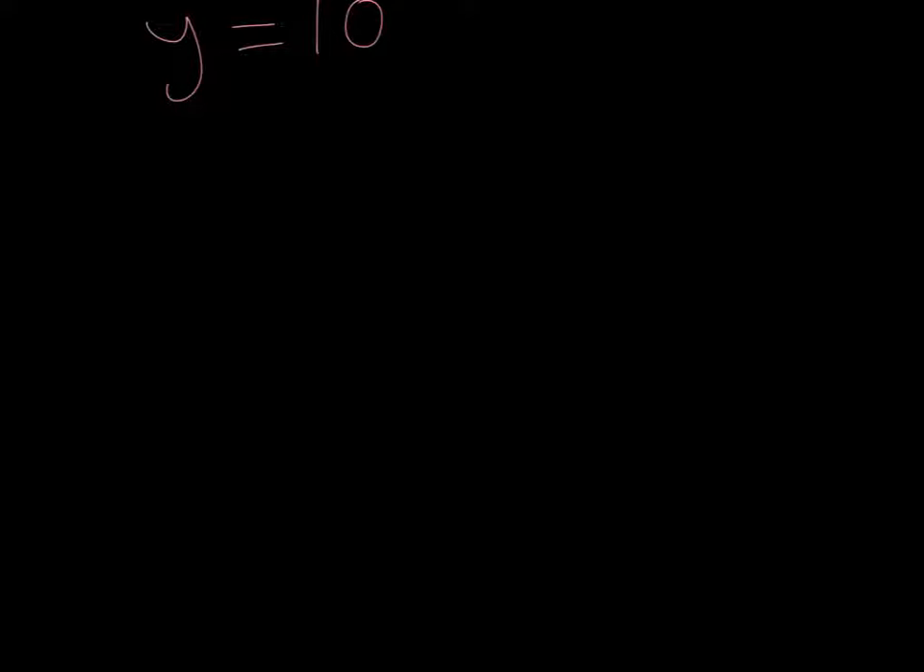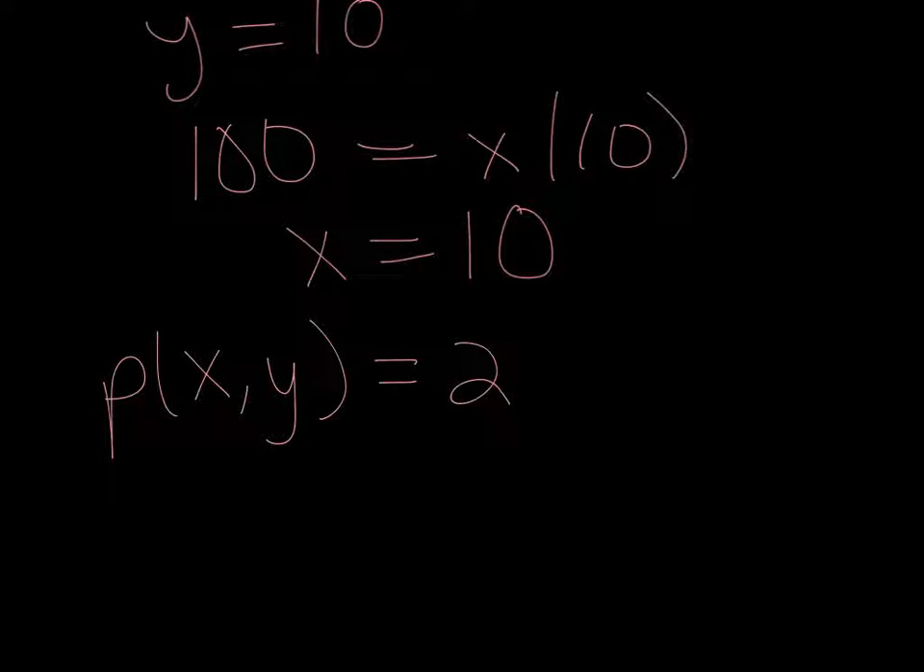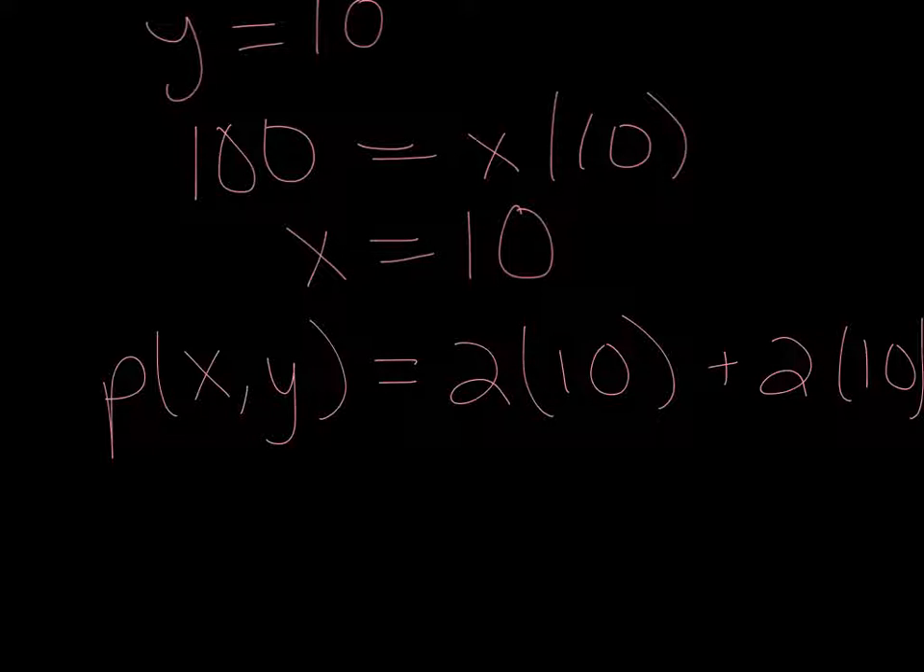Now that we have our y value, we can solve for x. If you remember, our area equation is 100 equals x times y. And now we see that x equals 10 also. Now that we have both x and y, we can go back to our P(x, y) equation and substitute these values in. So we get 2 times 10 plus 2 times 10. So we now see that the perimeter is 40.